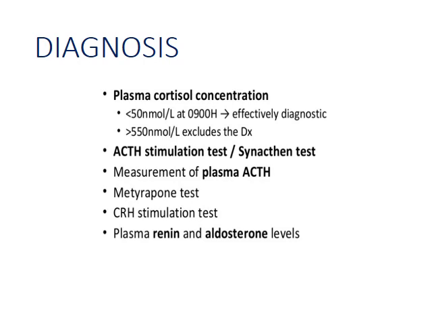Then other important tests are the metyrapone test and CRH stimulation test, but these tests are usually not required routinely. They are required in special circumstances. Plasma renin and aldosterone levels are important for the assessment of the mineralocorticoid axis.